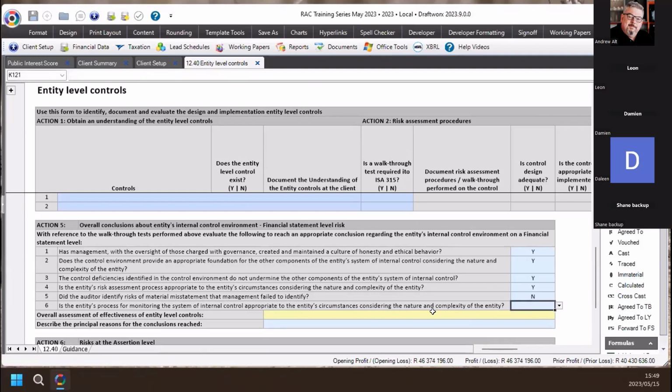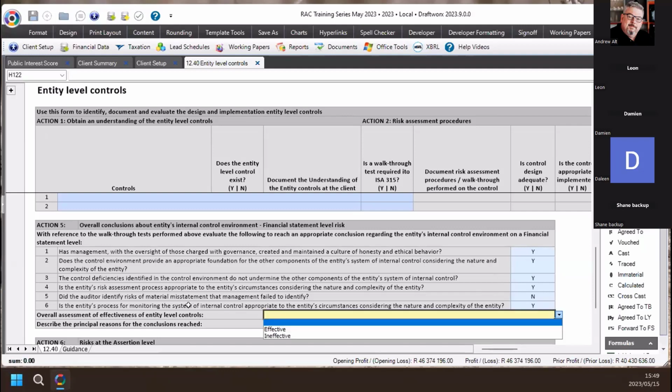Please note how we have framed the question very specifically in the context of this entity's complexity. So what I would expect for owner managed is different from what I would expect from a multinational. So please bear that in mind in answering these questions and coming to what we hope is a conclusion where we say the entity level controls are effective.